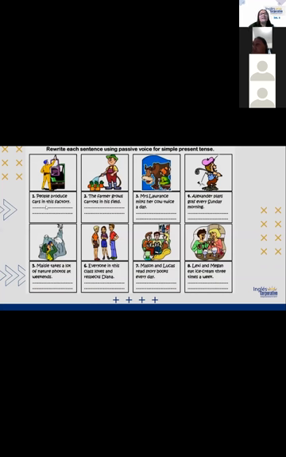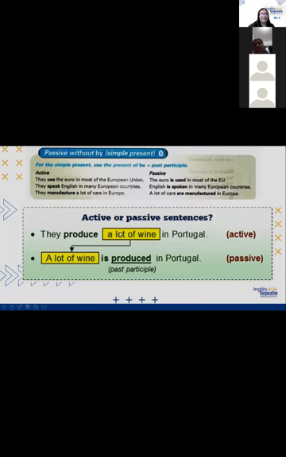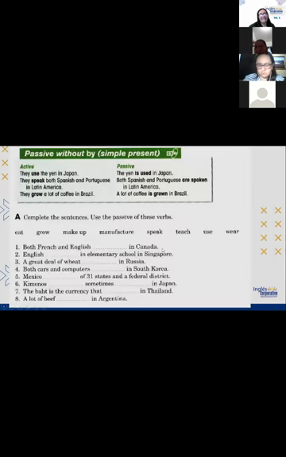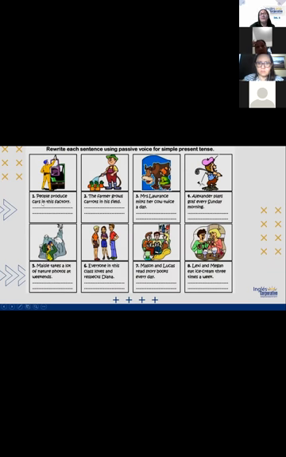People produce cars in this factory. ¿Qué es lo que producen las personas? Ustedes tienen que ver como el objeto del verbo, y ese será el sujeto de la oración en passive voice. Remember? They produce a lot of wine. ¿Qué producen? A lot of wine. Entonces, a lot of wine se vuelve el sujeto. Tienen que identificar eso. So, people produce what? Cars. Cars in this factory.